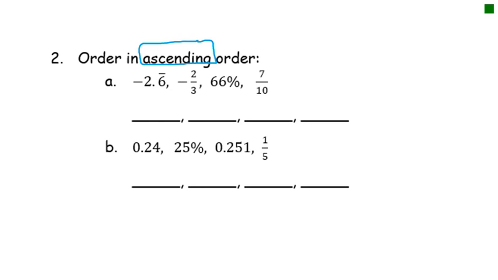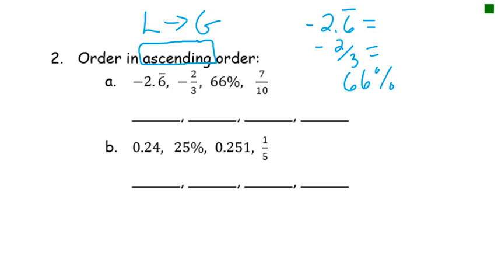All right, so we're going to go ahead and check A. So I'm going to convert each of these to percent, and we said we're going in ascending order, so that is least to greatest. So my first value I'm looking at is negative 2.6 repeating. We will make that into a percent. We have negative 2/3, we have to convert to a percent. We have 66.6%, and we have 7/10.